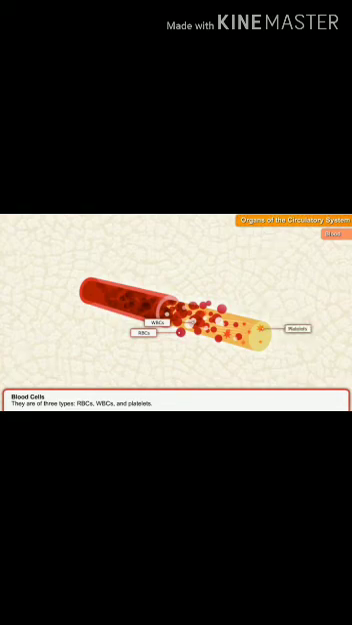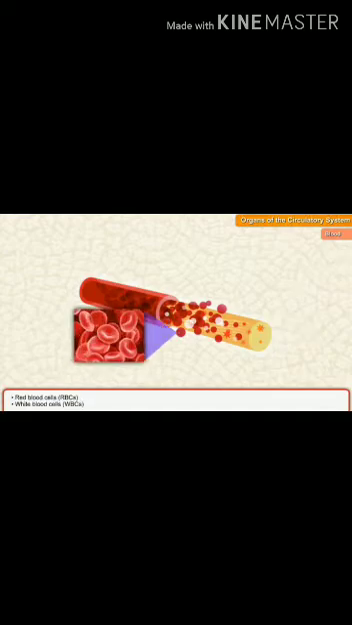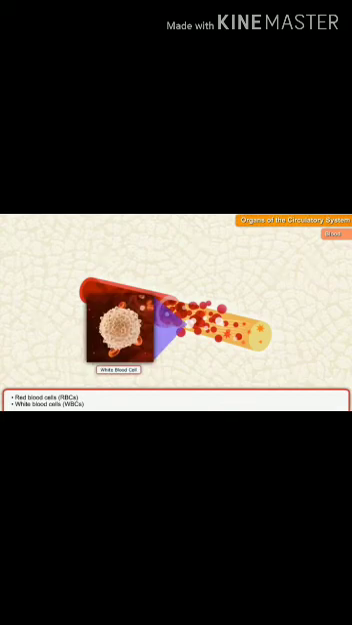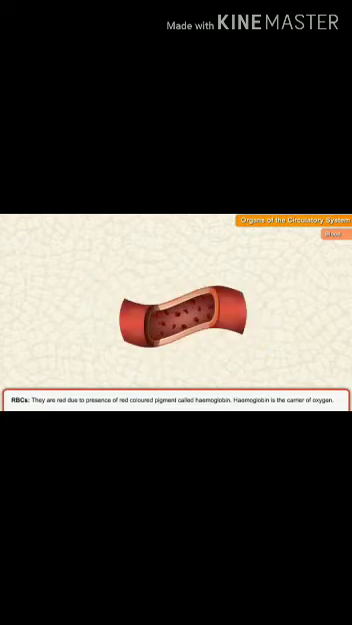RBCs, WBCs, and platelets. Red blood cells, RBCs. White blood cells, WBCs. Platelets. RBCs are red due to the presence of a red-colored pigment called hemoglobin. Hemoglobin is the carrier of oxygen.